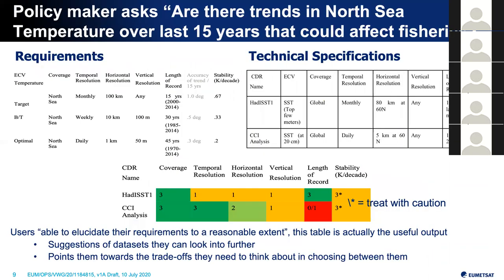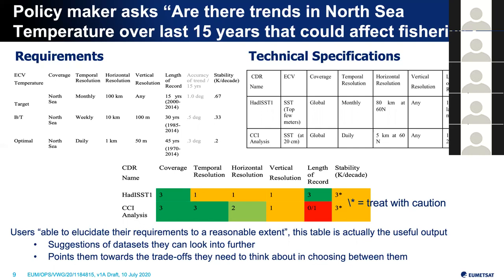Next slide. This is a test that we made. There was a policymaker asking about the trends in North Sea temperature and how that could affect fisheries. Of course, we placed the requirements in the upper left table. You see you need very long data sets, optimally with high resolution and so forth. We had two candidates here. One is a satellite data set that came from ESA CCI, and the other one is an in situ data set. And of course they have different features, in particular on length.